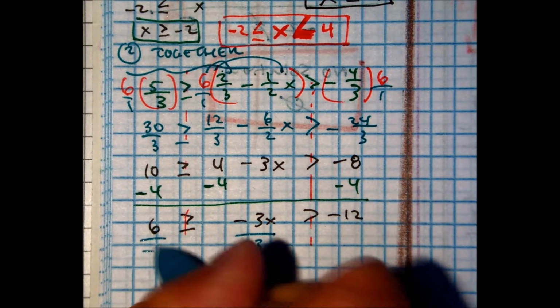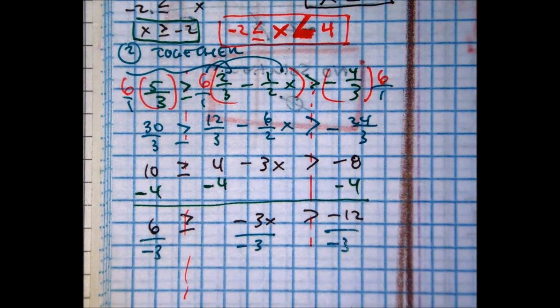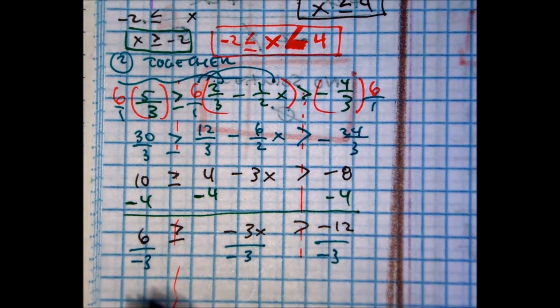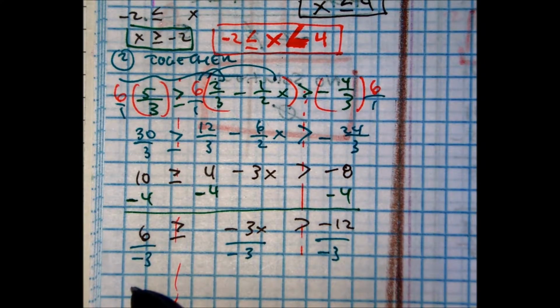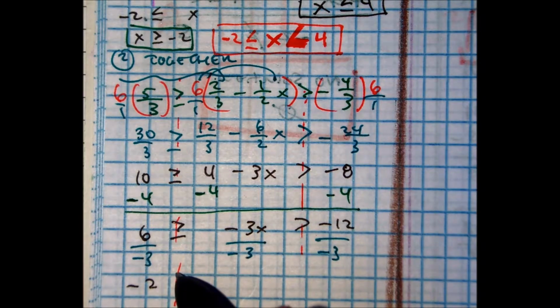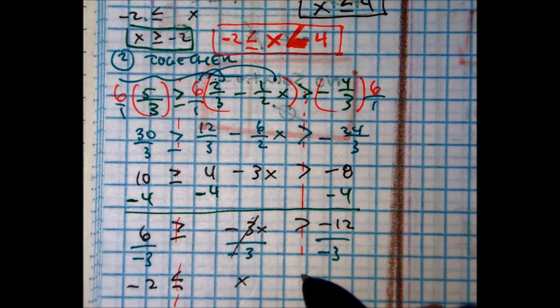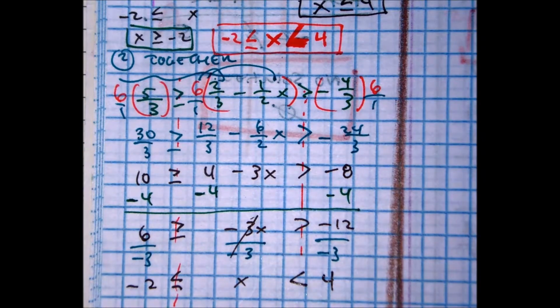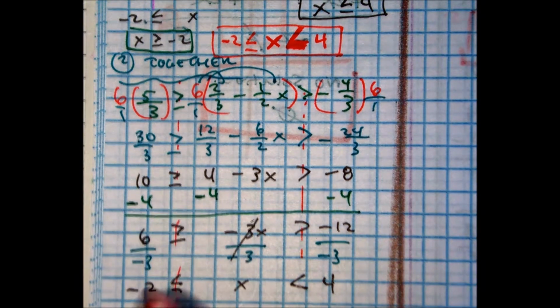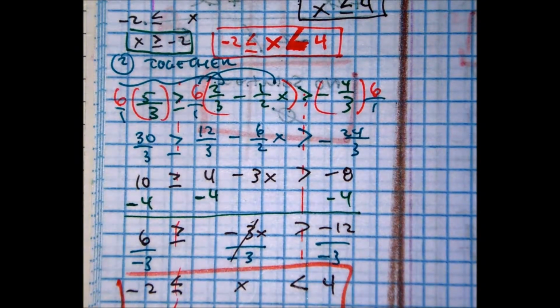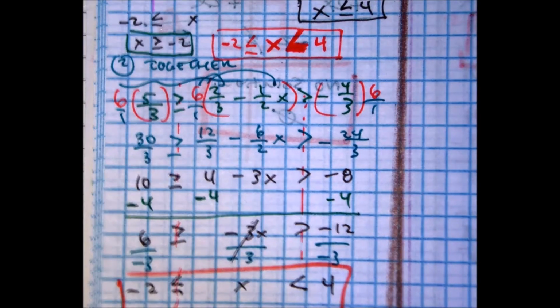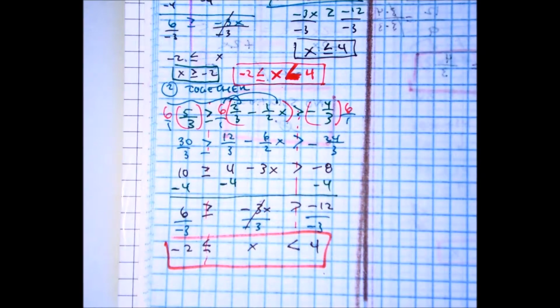Divide by negative 3. Class, tell me what's right. Negative 2. What? Less than or equal to. 4. And does that match our answer from the previous one? Yeah. Those are the same. And I think it tells us to graph it, right?